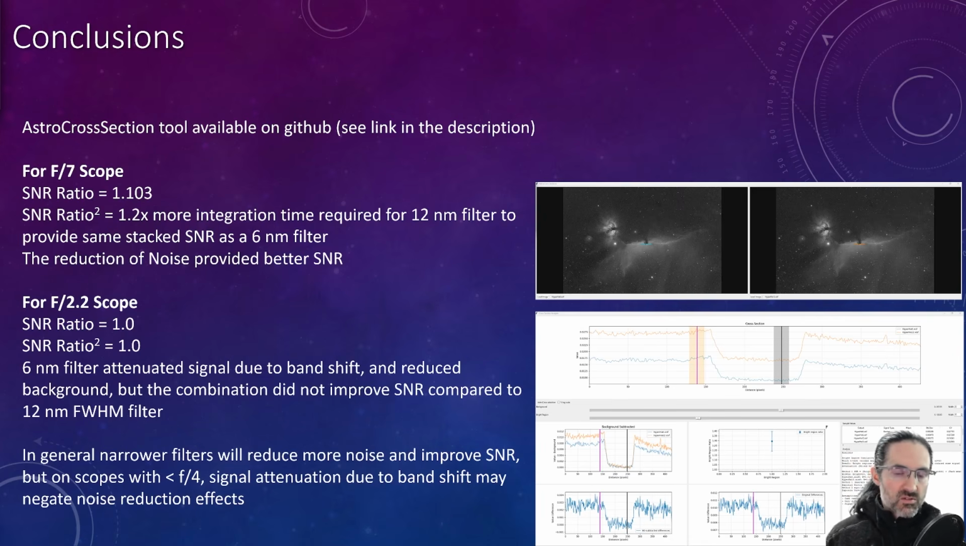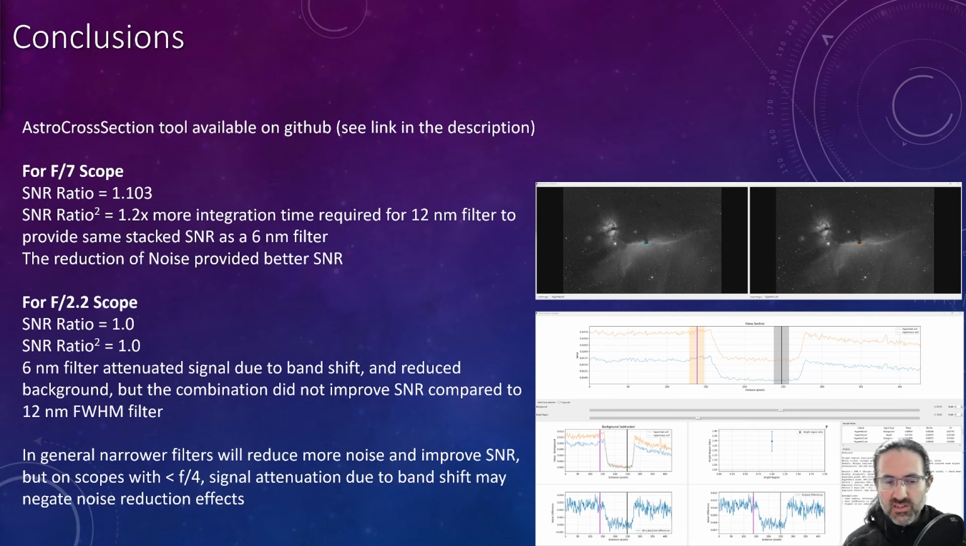For the f2.2 scope using a HyperStar, when we compared these two filters, the SNR ratio was a value of 1. Squaring that is again a value of 1. This means that the 6 nanometer filter attenuated the signal due to band shift and reduced the background, but the combination did not improve the SNR compared to the 12 nanometer filter.